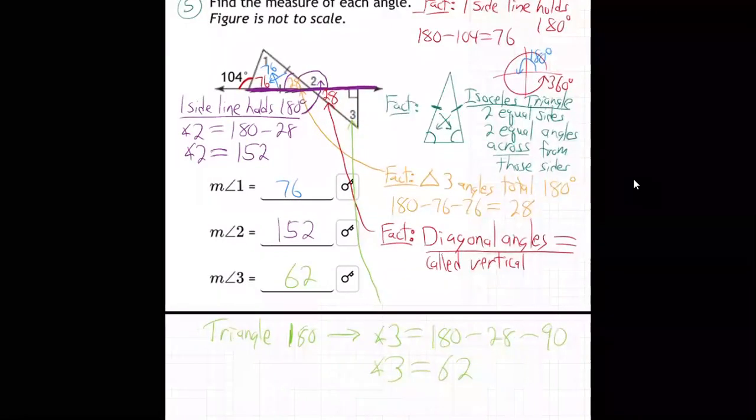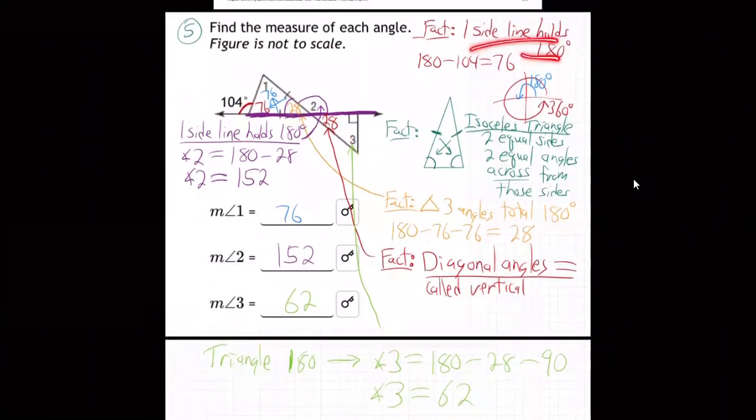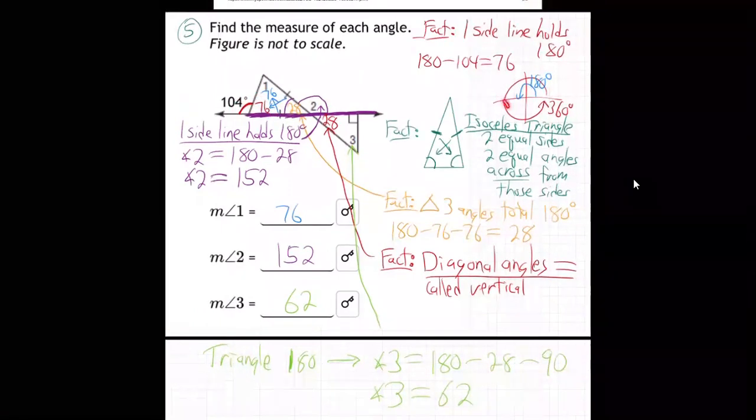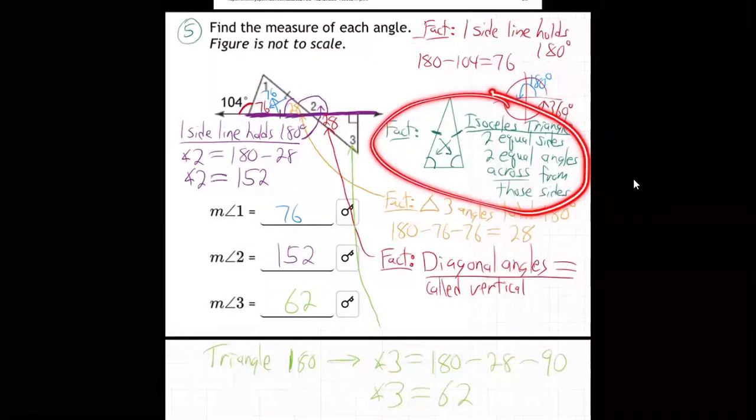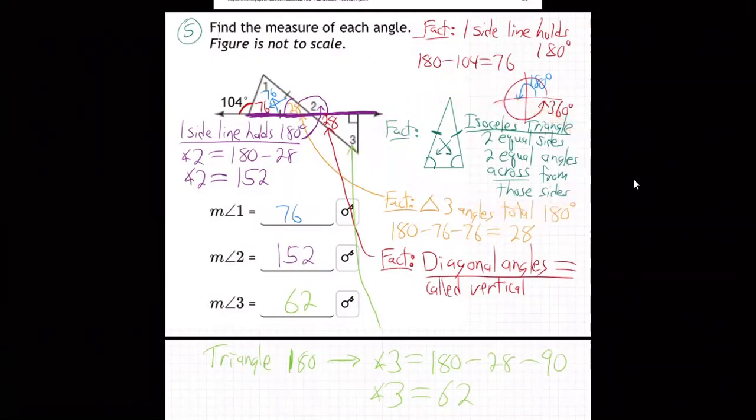That was a lot of steps and a lot of different facts we used to navigate our way through that one. So let me recap again. We started up here. We knew this was 104, so we found this to be 76 right there because a line holds 180. So the 104 in this one, that was 76. And then fact number 2, an isosceles triangle with 2 equal sides has 2 equal angles as well. And so we said, okay, so these angles had to be equal. So I knew this was 76, so that was 76. And then we had 2 angles in the triangle, so we could subtract to find the third.